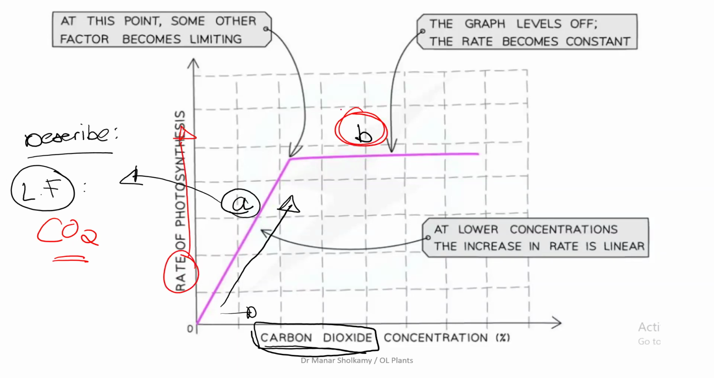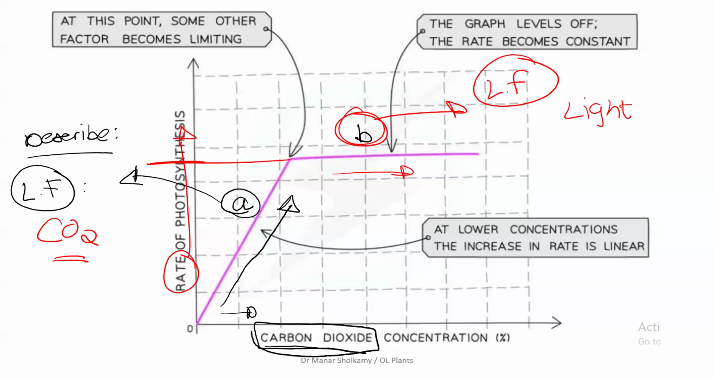Now, how do you describe B? As the concentration of carbon dioxide increases, the rate of the reaction is constant. Excellent. Then what is the limiting factor at B? Light or temperature. Excellent. Any other factor? Anything other than CO2? Okay.